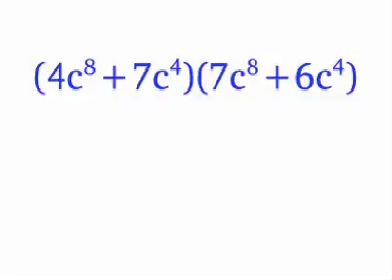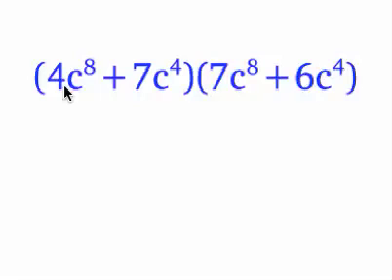Here's a level 7 type question. We have 4c to the power of 8 plus 7c to the power of 4, and that's one binomial multiplying another binomial, 7c to the 8 plus 6c to the 4. So what's happening is everything inside the first binomial is multiplying everything inside the second binomial.